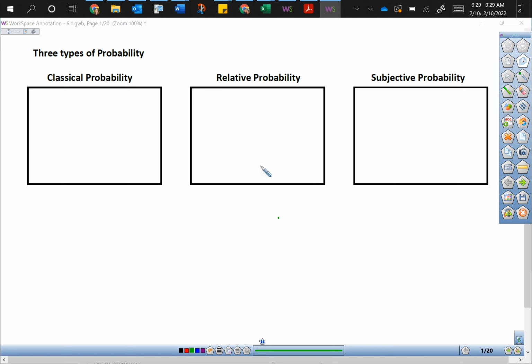Okay, so today we're going to start talking about probability. The whole of Chapter 6 focuses on probability and the different types of it. Now, today we're going to start this introduction by talking about the three types of probability.